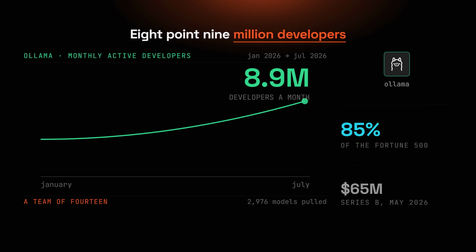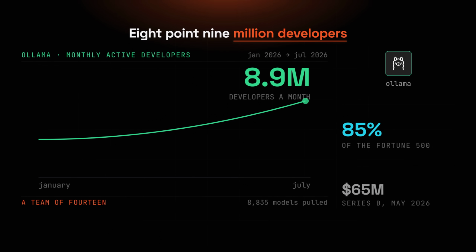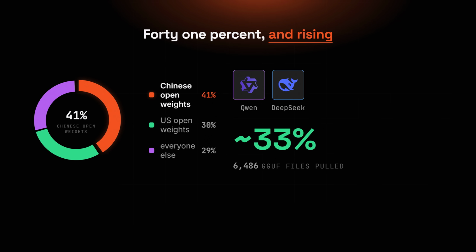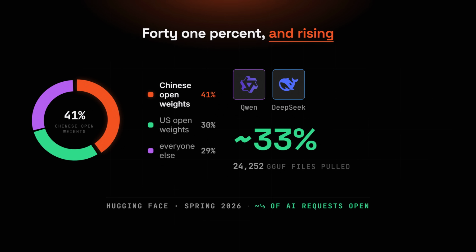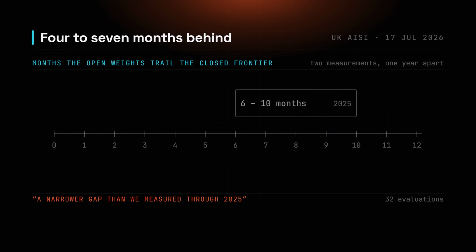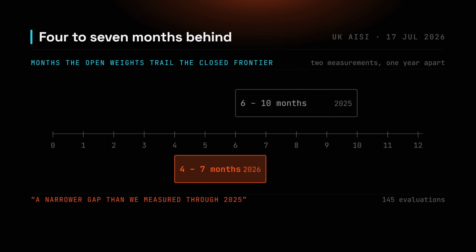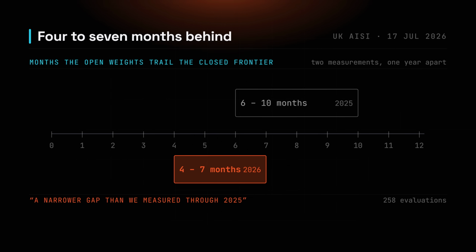Ollama reports 8.9 million monthly developers, double January, running inside 85% of the Fortune 500 on a team of 14 people. Open weights took 41% of Hugging Face downloads this spring, most of them Chinese. On Vercel, open models handled close to a third of all AI requests in June, and the gap has a measurement now. The UK AI Security Institute put open weights 4 to 7 months behind the closed frontier this month, narrowed from 6 to 10 months a year ago.